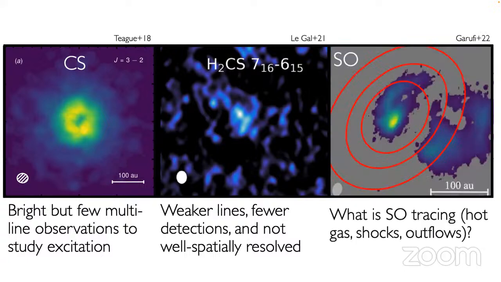SO, on the other hand, is much more complicated. That doesn't look like a disk at all, right? The red region there is showing where the dust would be in this source. And so there is still an open and fundamental question about what SO is actually tracing. Is it the hot gas? Is it shocks, outflows? What is going on with SO?